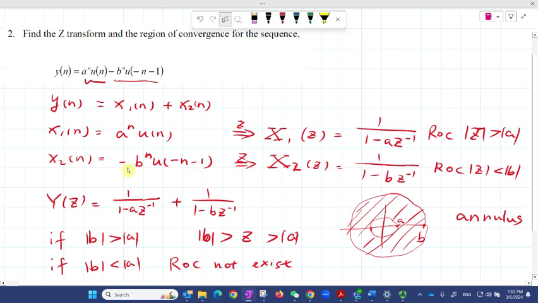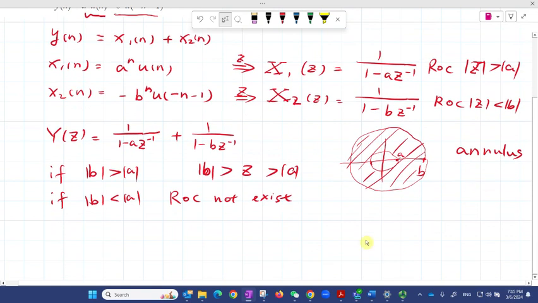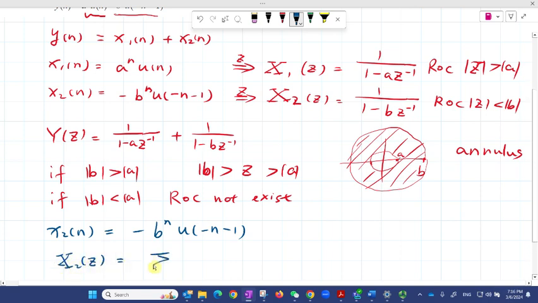Now let's look at this x2. This bit is a bit confusing. They look so different, but you get a pretty similar Z, right? But you can see that the ROC is much different. So let's prove that. In this part, we have x2[n] equals negative b to the order of n, times the unit function u[-n-1]. Okay, so how do we solve that? Like always, we put it into the definition like this.